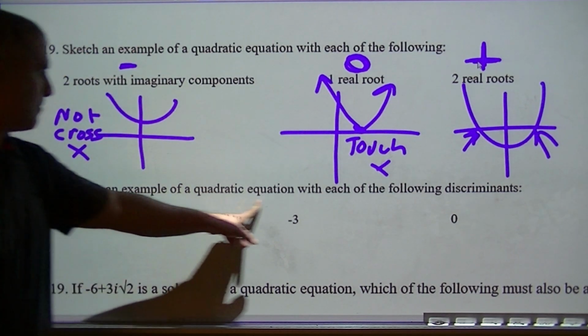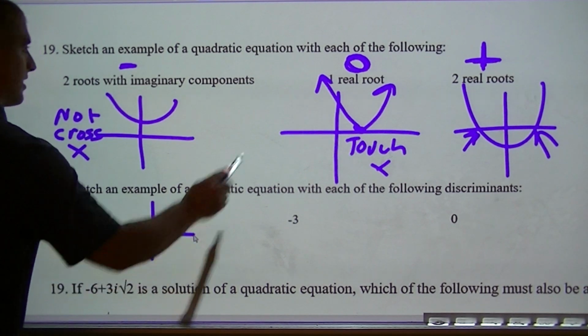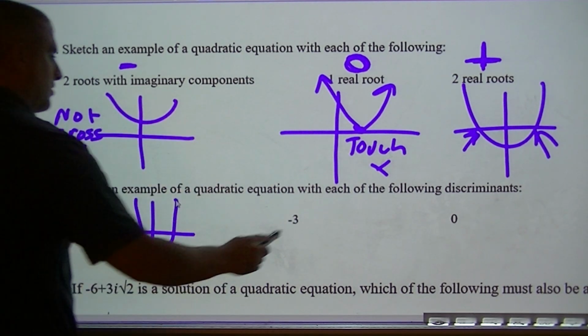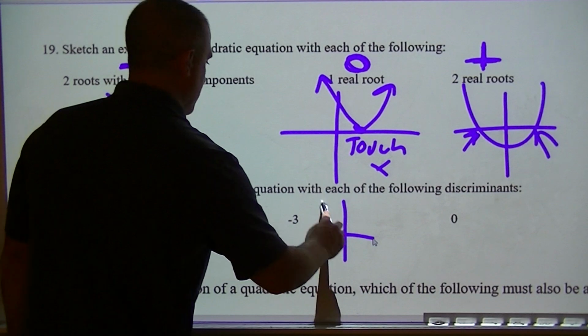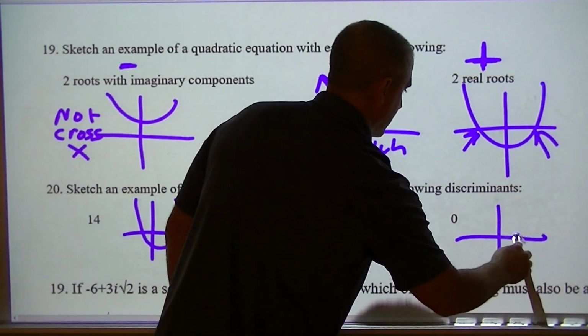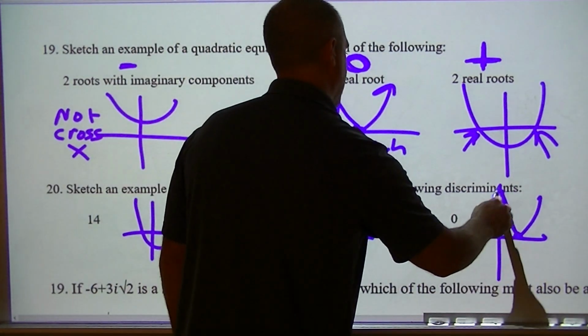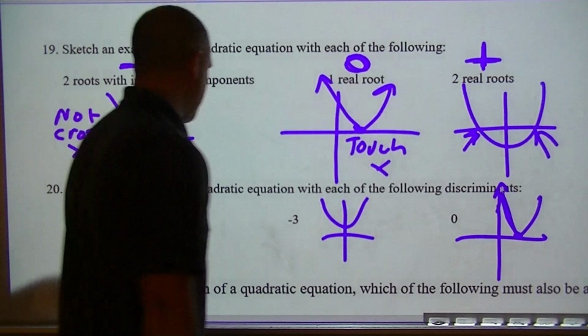So sketch an example of a quadratic with each of these discriminants. So that's a positive number. So just like that one, I would have 2 real roots. That's a negative number, so that would not touch the x. Okay, and this is 0, it's going to touch in 1 spot. Okay, now I can go through the y, it's okay. But it can only touch in 1 spot.